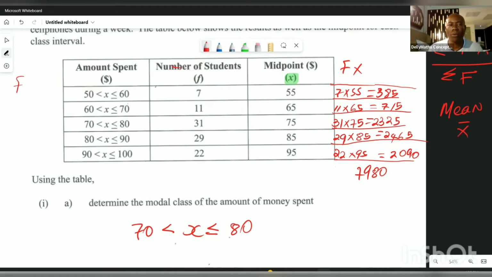What I normally do is to add 1 to the frequency and divide by 2. So we're talking about 101 divided by 2, and this will give us a good position for the median. It's not going to give you the median, but it's going to give you the position where the median lies.